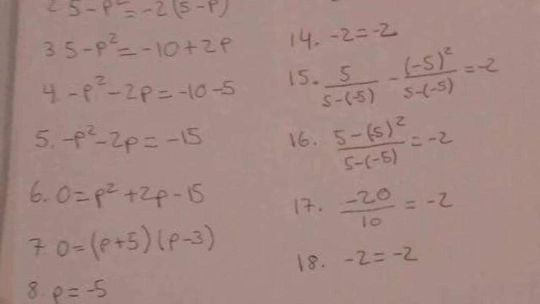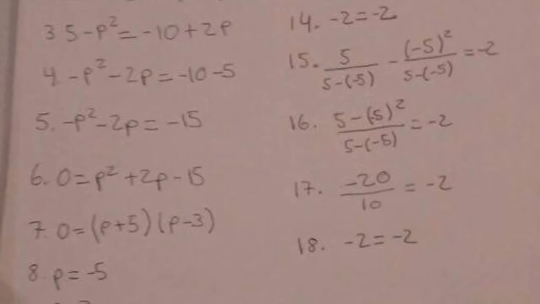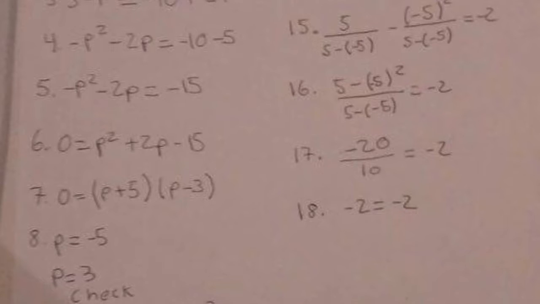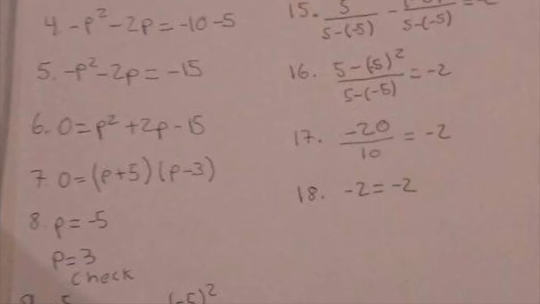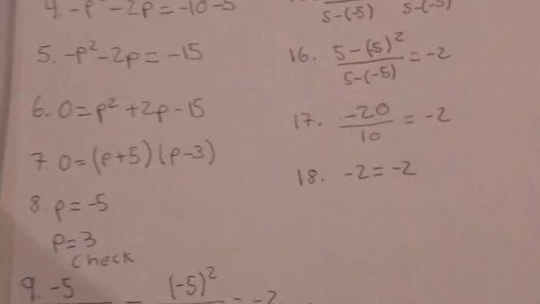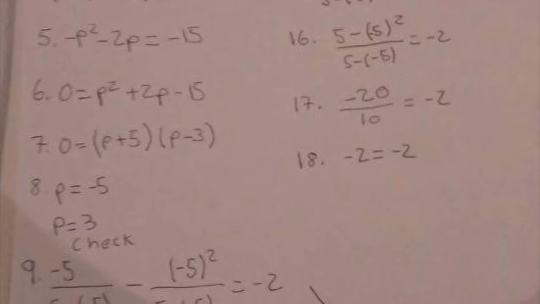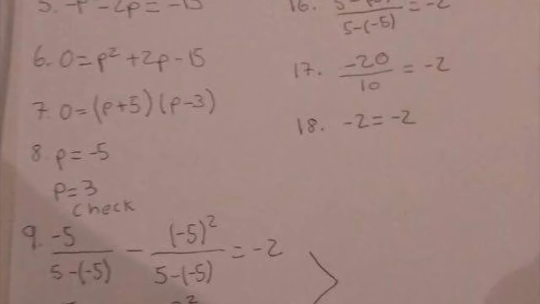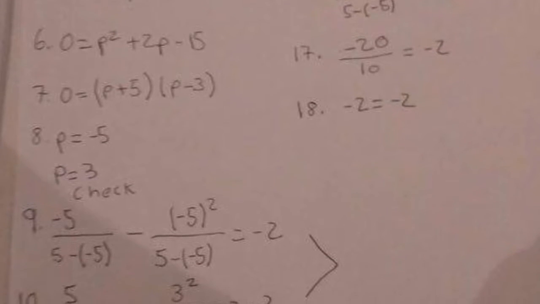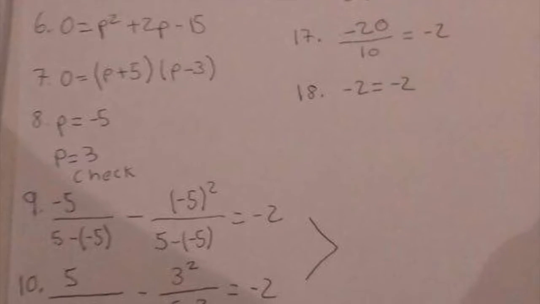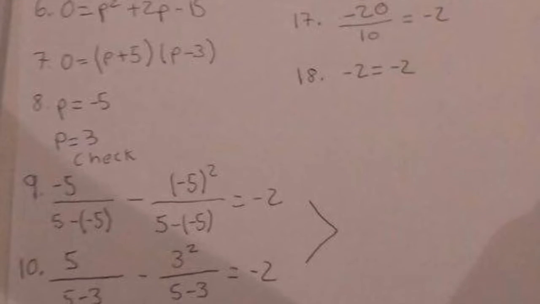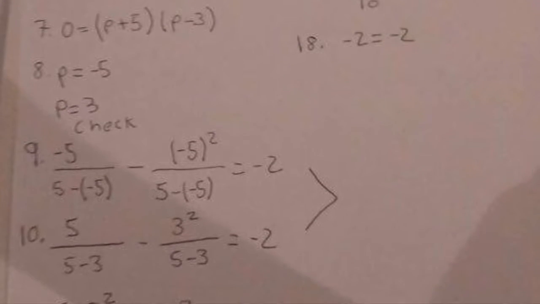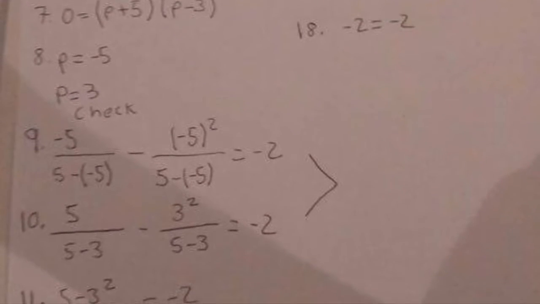Later, to check your answer, you need to plug in your solutions. So let's first plug in, in step number 9, solution negative 5. So as you can see, it's negative 5 over 5 minus, parentheses, negative 5, and you close the parentheses. Then minus, parentheses, negative 5, squared over 5 minus, parentheses, negative 5, and you close the parentheses, and that's equal to negative 2. Then in step number 11, you solve this, and that will give you 5 minus 3 squared over 5 minus 3 equals negative 2.